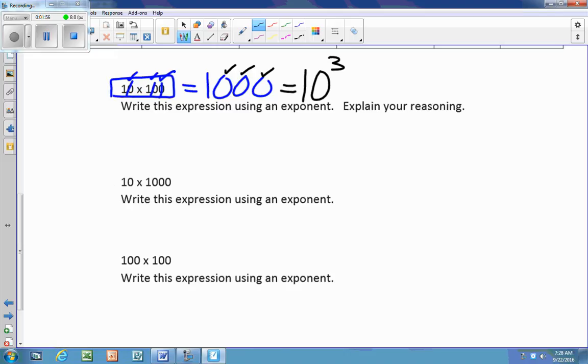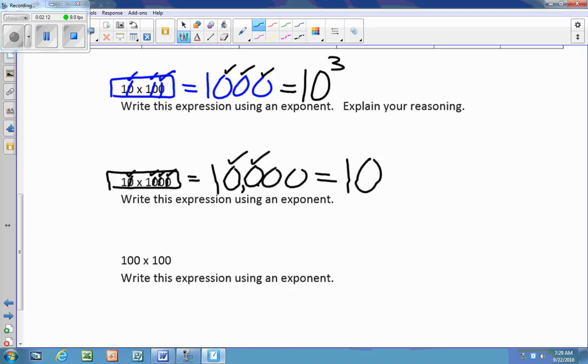Once again, we're now going to look at this one. We have 1, 2, 3, 4 zeros that we're going to cross off. So we put 1 times 1. Now we put our 4 zeros back in. And now we're going to do this with exponents. So we have 1, 2, 3, 4. It's 10 to the 4th power.